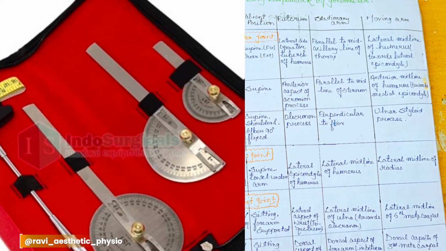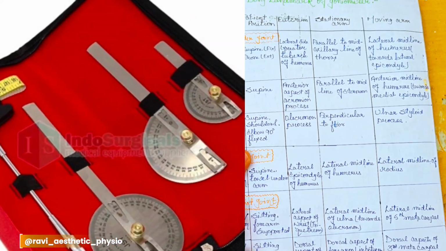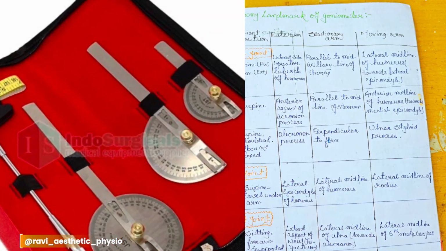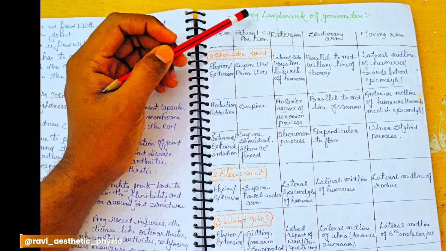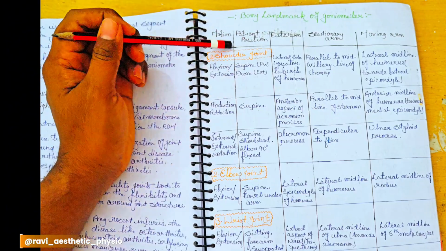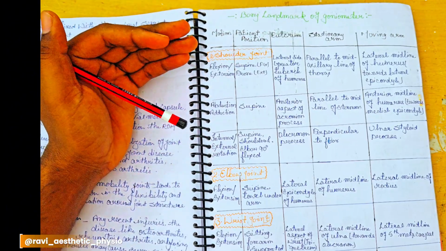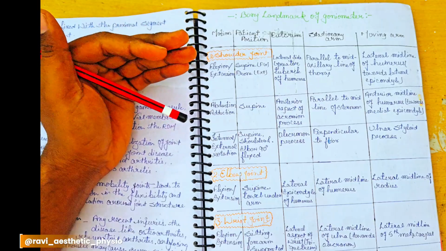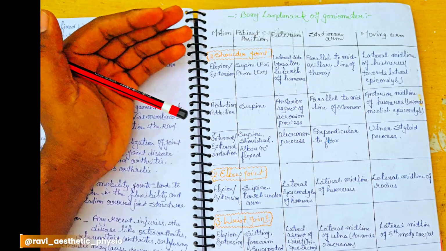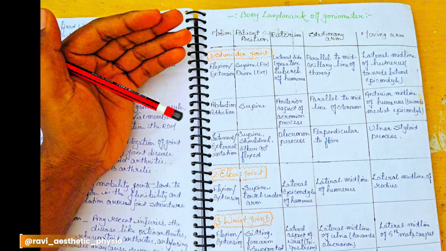So in exercise therapy, for goniometric measurement, let's demonstrate the bony landmarks where we can measure the range of motion of a particular joint. The bony landmarks for the goniometer are very essential for any physiotherapy assessment of the range of motion of a particular joint, along with the patient position, the goniometer fulcrum position, the stationary arm position and the moving arm position.